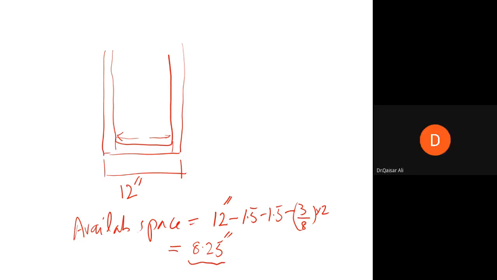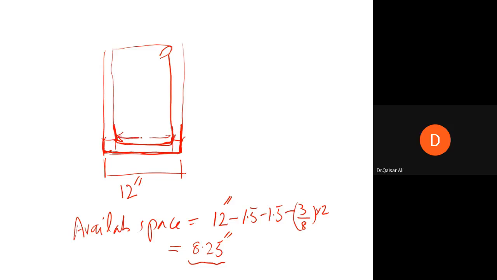Available space, yes, I will explain. The total width of the beam is 12 inch. Then we have a stirrup inside this, which will always be there in order to resist the shear forces. The diameter of this ring is normally 3 by 8 inch. The clear cover from both sides will be 1.5 inch.